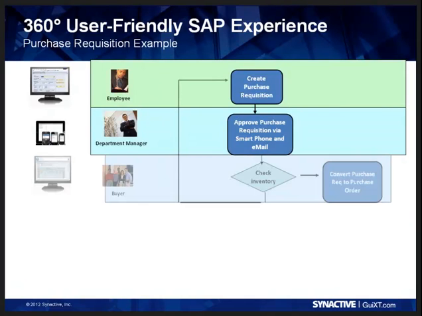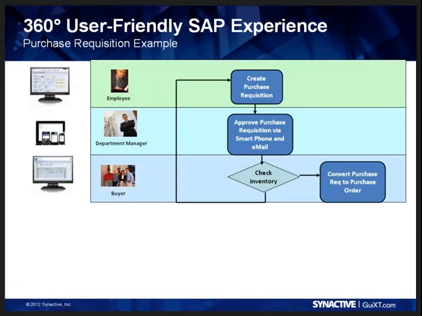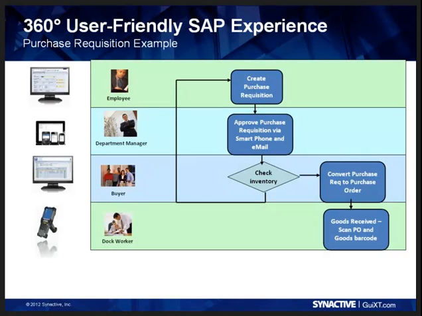The next step in the process, inventory needs to be checked by the buyer, and if it's not in inventory, then converts the purchase requisition to a purchase order. And then the item finally comes in to receiving. So the dock worker gets the item and can use the scan gun to get the information into his device and then submit that into SAP.